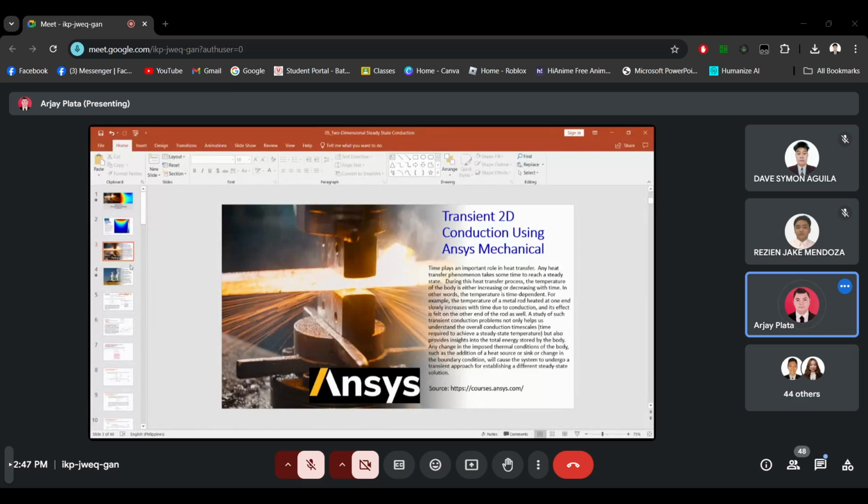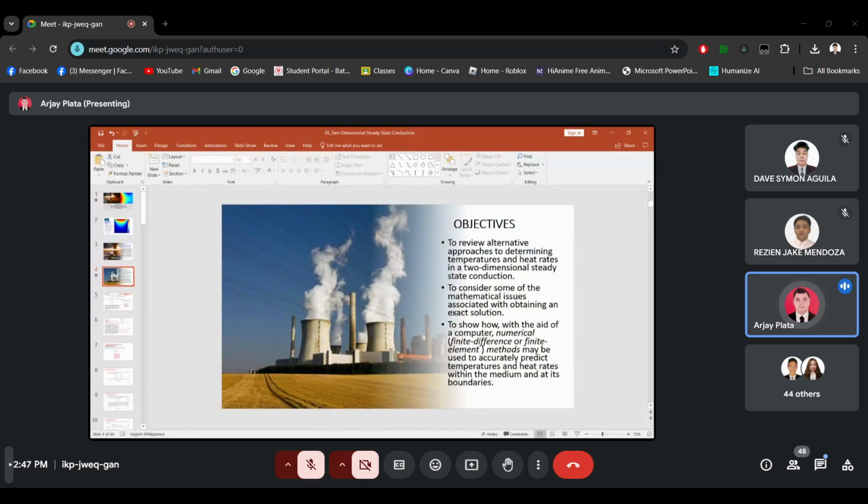So our objectives for today are to review alternative approaches to determining temperatures and heat rates in two-dimensional steady-state conduction, to consider some mathematical issues associated with obtaining an exact solution, and to show how, with the aid of a computer, the numerical finite difference or finite element method may be used to accurately predict temperatures and heat rates within the medium and its boundaries.